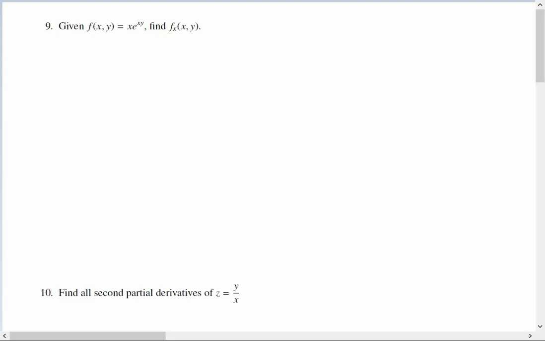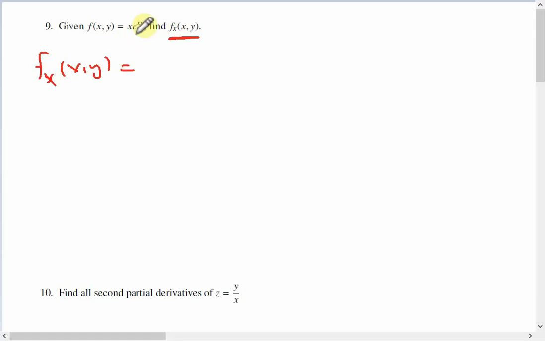This last page, we've got a couple of problems dealing with partial derivatives. So here's this first one. We're just asked to find the partial with respect to x. So that means we just ignore the y as though it's a constant.